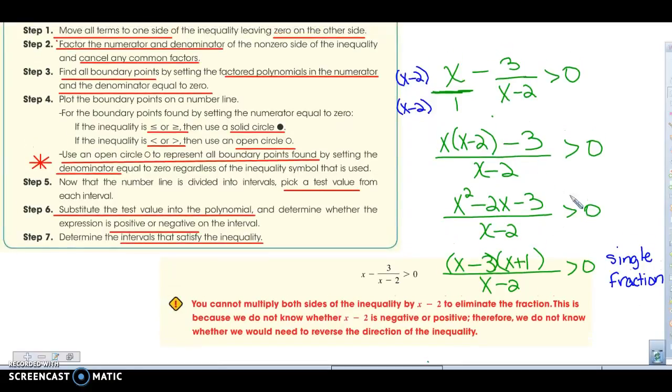So as I was saying earlier, what I would do is get a common denominator, which in this case would be the x minus 2. And so we multiply top and bottom here by x minus 2 and use the distributive property. This is what we would get. You could then factor the numerator. This is what you would get. And then you would proceed with the steps that we just mentioned.